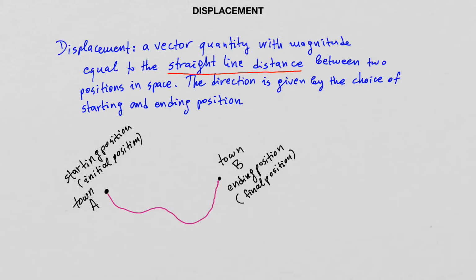It's a random shaped path, let's say something like this. So the car starts from town A, that's the initial position, and travels along this path to town B, which is the final position. Okay, so then what is the displacement of this car according to the definition that I stated right here? That is the straight line distance between the starting and ending positions, between the initial and final positions. So then the displacement is not this path that the car took, it is this straight line.